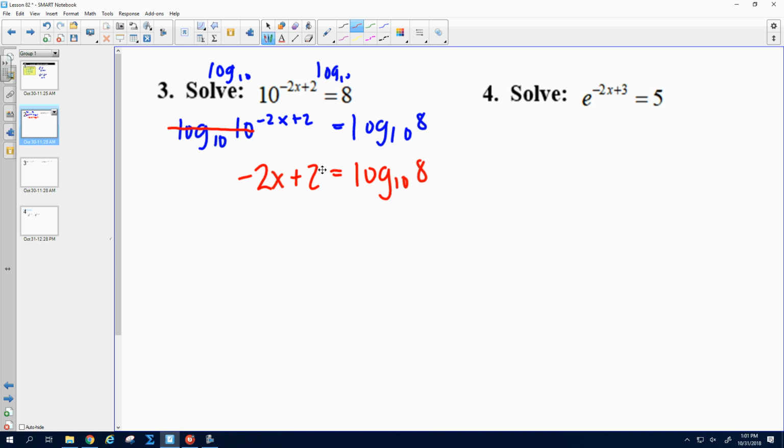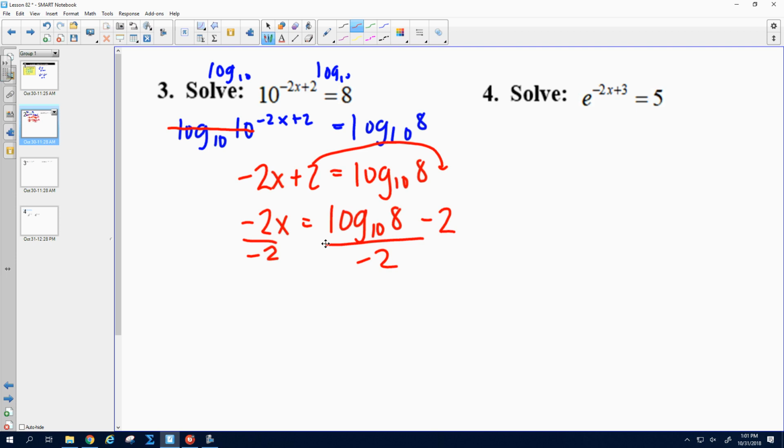Okay? So the next step, I'm isolating x. The next step would be to subtract 2. Okay, all I did was move this 2 over here and subtract it. And then I'm going to divide by negative 2.